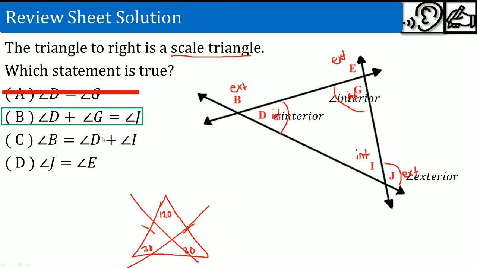Okay, B, this exterior, let's see. B is right here. Does this exterior equal D and I? It has to be its opposite. So this is wrong. What would have been correct was B equal to G plus angle I. That would be true, but they had D here. That's why this is wrong. Okay, is angle J equal to E? J and E? No. It would have to be parallel for it to be the same, but it's not.